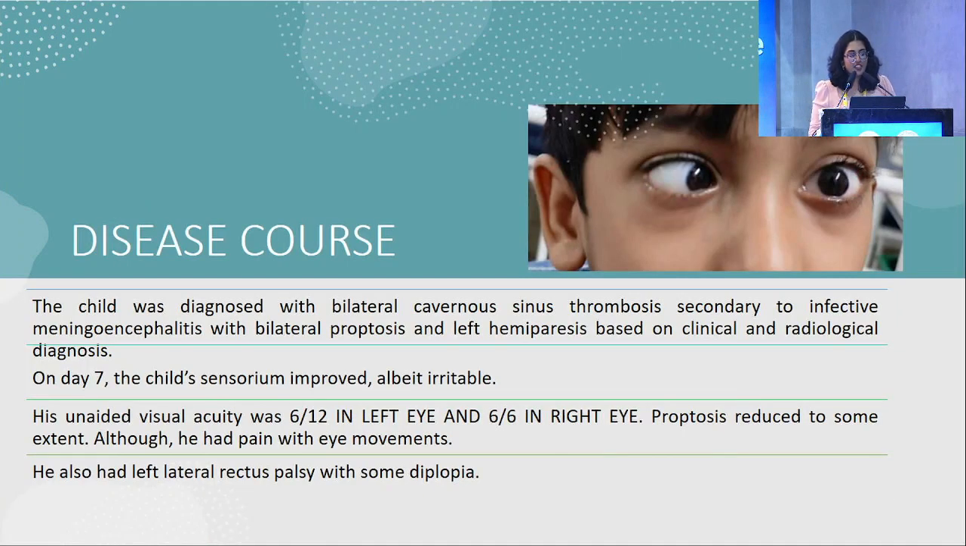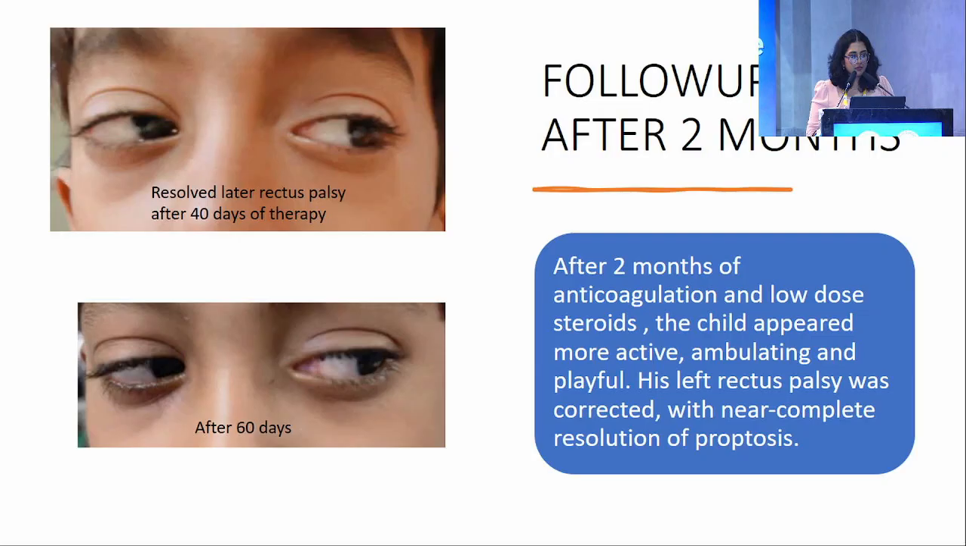On day 7, the child's sensorium improved, although he was irritable. His unaided visual acuity could now be assessed, which was 6/12 in the left eye and 6/6 in the right eye. Proptosis reduced to some extent, although he had pain with eye movements. He also had left lateral rectus palsy, as you can see in the picture.